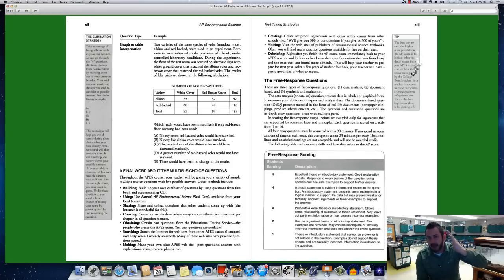Okay? And the data analysis set basically presents data in a tabular or graphical format. You've got to be able to look at it and analyze it and then really come up with your inferences and discuss it in an essay. So the document-based one presents kind of that real-life document. The synthesis and evaluation questions are in-depth essays, often with multiple parts.